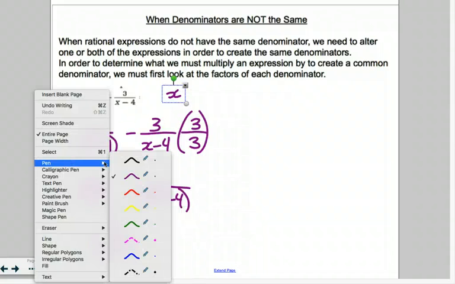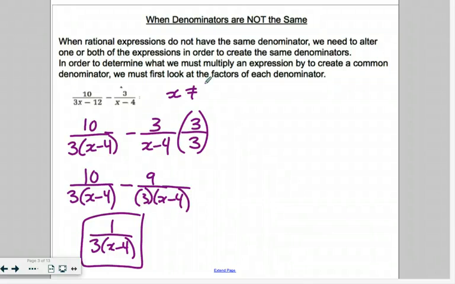Okay? All right, and that's true for both of those denominators.